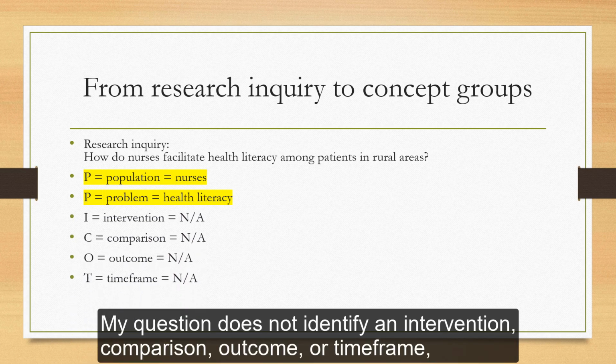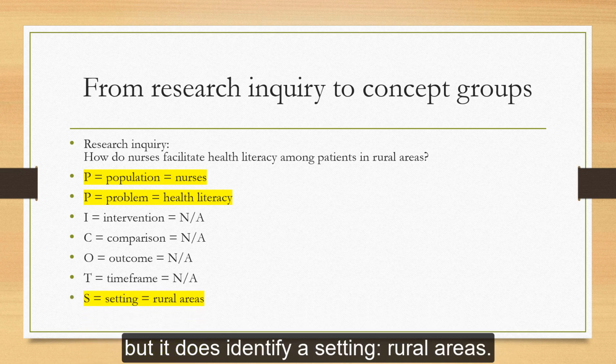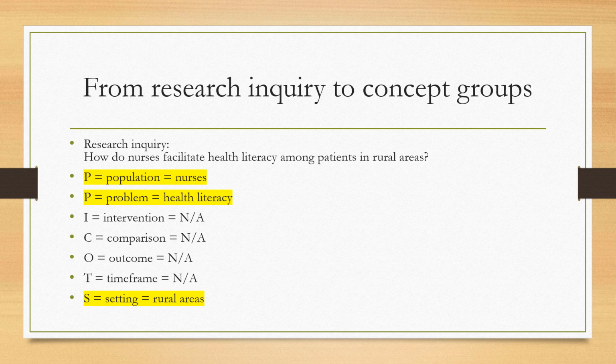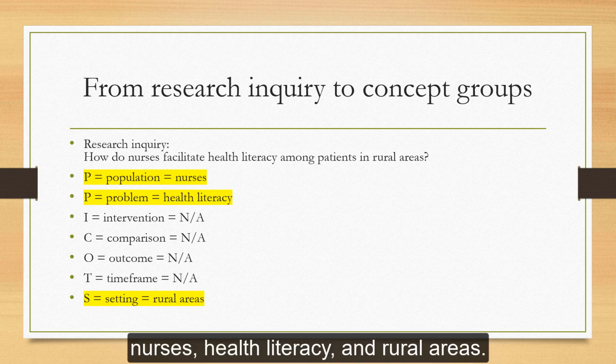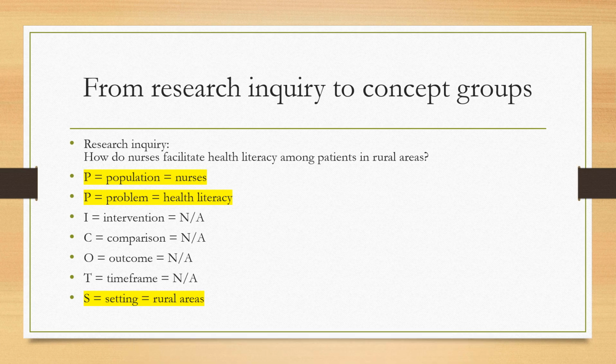My question does not identify an intervention, comparison, outcome, or time frame, but it does identify a setting, rural areas. So now I can make a concept table using these three groups: nurses, health literacy, and rural areas.